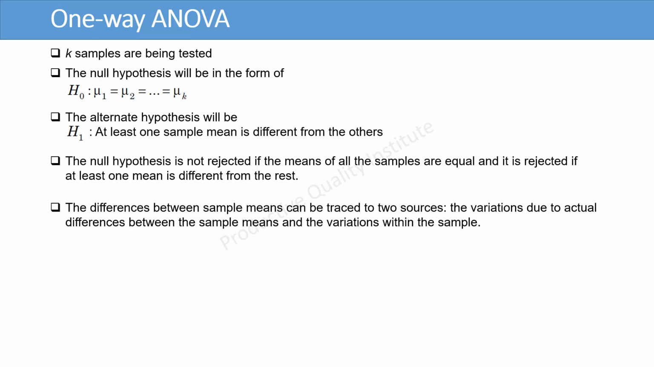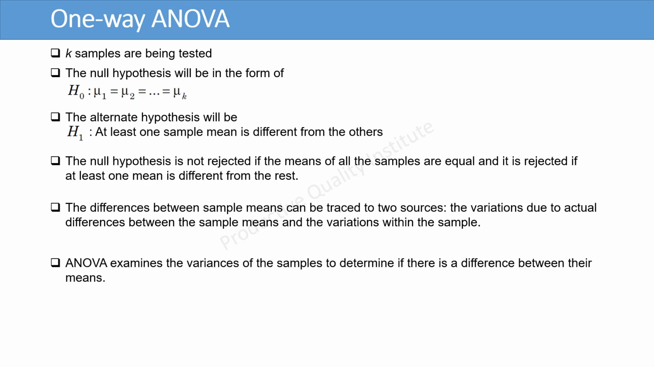The differences between sample means can be traced to 2 sources: the variations due to actual differences between the sample means, and the variations within the sample. ANOVA examines the variances of the samples to determine if there is a difference between their means.